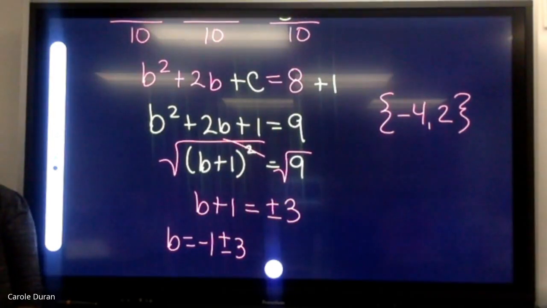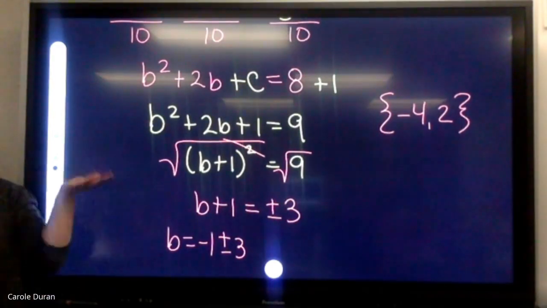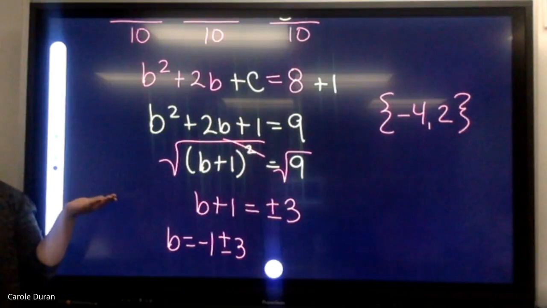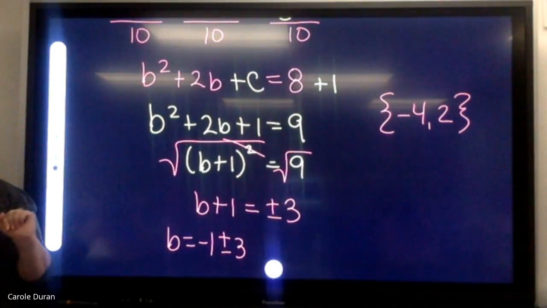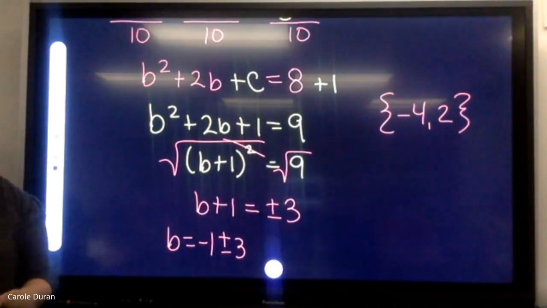Questions, concerns, or issues with that? Is this any harder than what we were doing yesterday? No. It's pretty much the same. We just had that extra step of dividing out a common factor. So let's do it again.